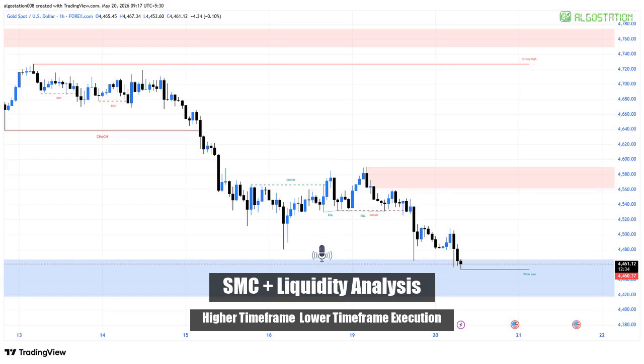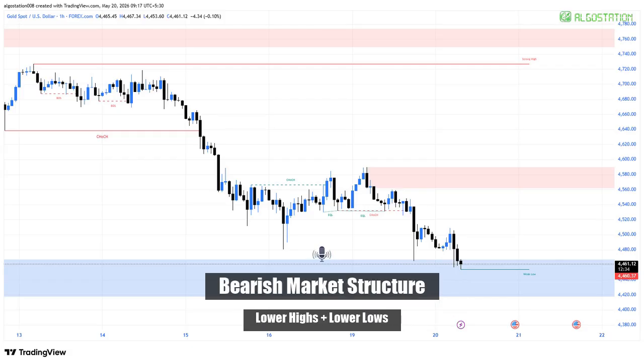In this breakdown, we'll decode gold using smart money concepts, institutional liquidity theory, and price action. We'll analyze the higher time frame narrative first, then drop into the 15-minute execution model to identify both buy and sell opportunities with exact levels. The first thing institutions observe is structure.